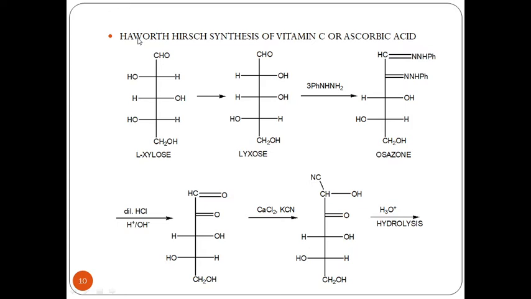In the second step, the Haworth-Hirsch synthesis of vitamin C or ascorbic acid, xylose is converted into lyxose. Now these two are epimers of each other, in which at carbon number 2 the OH is brought to the right hand side, and hence this becomes the starting material for ascorbic acid.